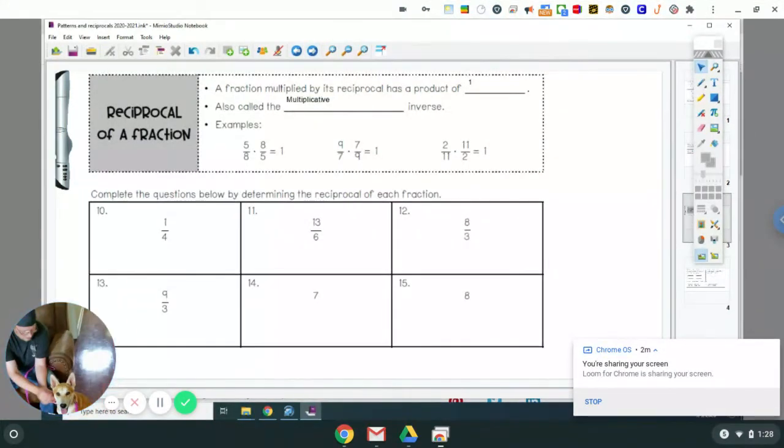So we're going to talk about the reciprocal of a fraction. A fraction multiplied by its reciprocal has a product of 1, also called the multiplicative inverse. So the reciprocal of 8/5 is 5/8, 9/7 is 7/9, 2/11 is 11/2. The reciprocal of 1/4 is 4/1. 13/6 is 6/13. 8/3 is 3/8. 9/3 is 3/9. 7 is going to be 1/7, and 8 will be 1/8. Those are your reciprocals.